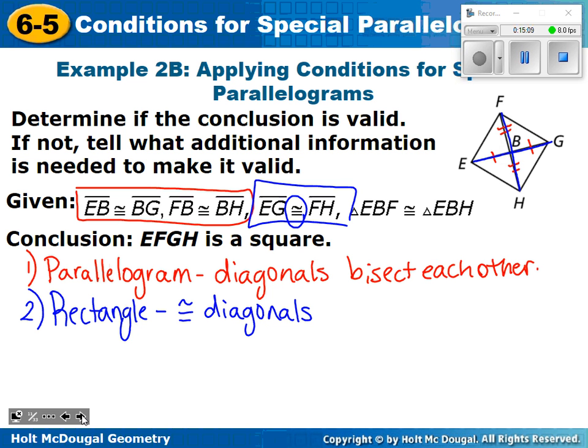So the last thing we need to say if their conclusion was valid or invalid is, did they have enough information to prove it was a rhombus? And the last thing they tell us is that these two triangles are congruent. So triangle EBF, which would be this triangle right here, and EBH are congruent. If those two triangles are congruent, do we have enough information to prove it's a rhombus by one of our ways for a rhombus?